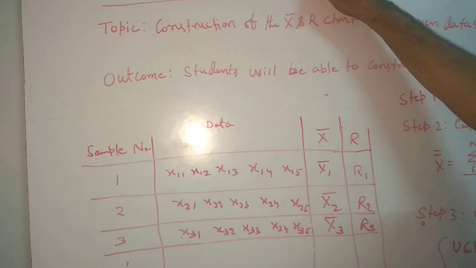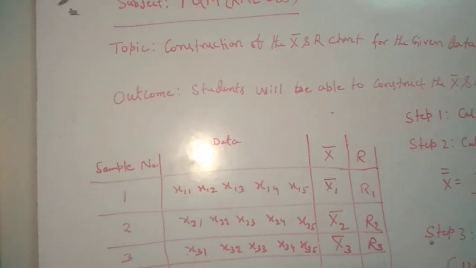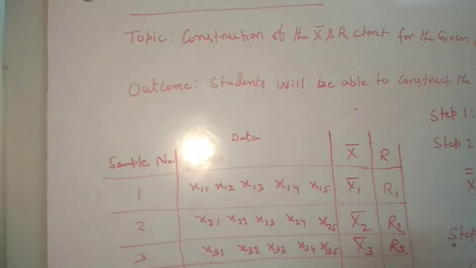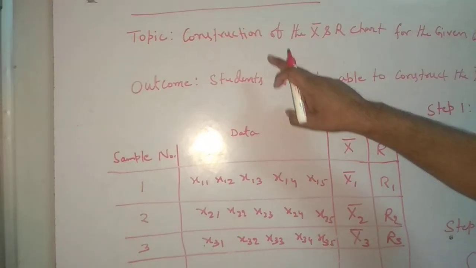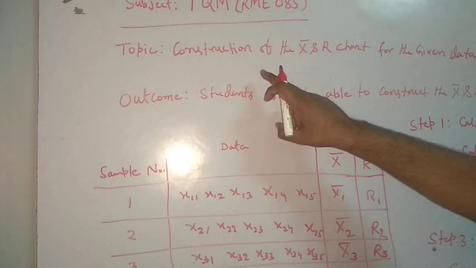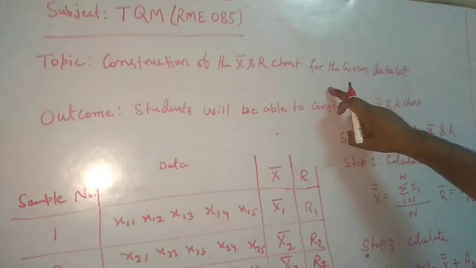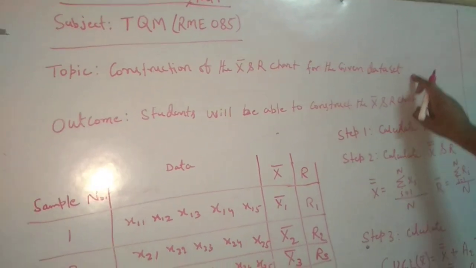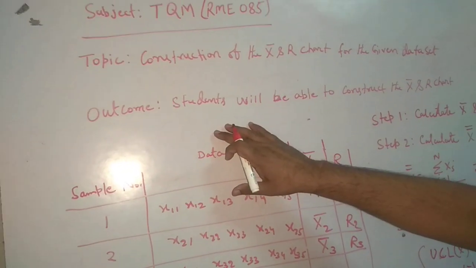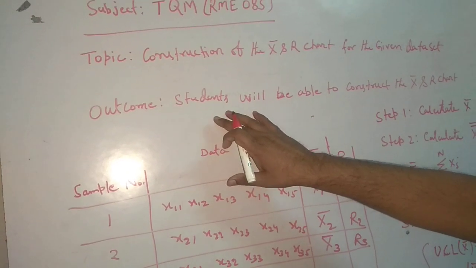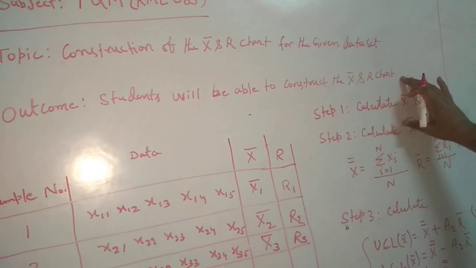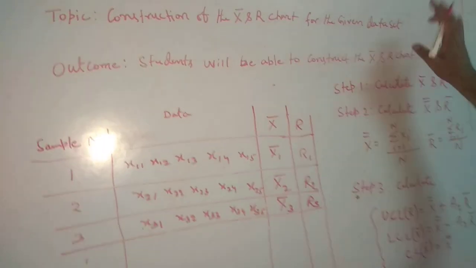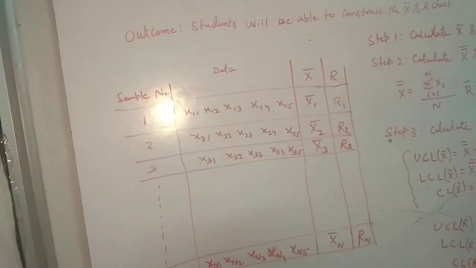This is the first part, and in this lecture we will complete the procedure of the construction of the X bar and R chart for the given data set. The outcome of this lecture is that students will be able to construct the X bar and R chart for the given data set. After completion of this lecture, you will be able to draw the X bar and R chart for the given data set.